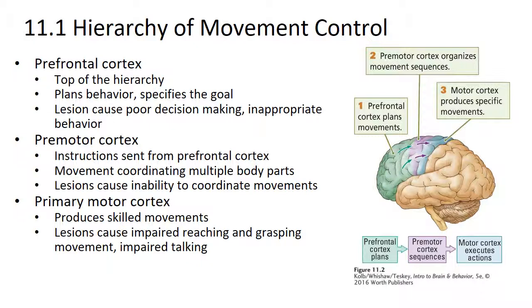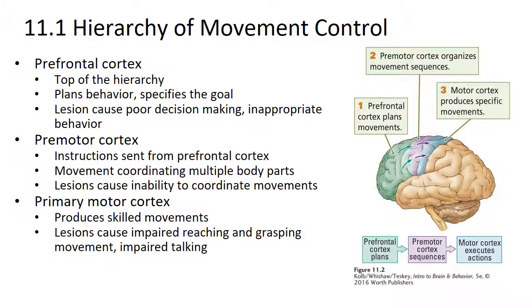Lesions to the prefrontal cortex cause poor decision making and inappropriate behavior. People with prefrontal cortex lesions act sexually inappropriate, and they know that this behavior is incorrect, but they can't seem to make a different decision. They can't seem to inhibit behaviors that they know are not going to bode well for them.